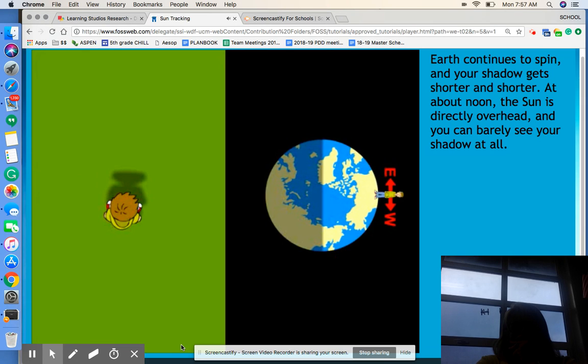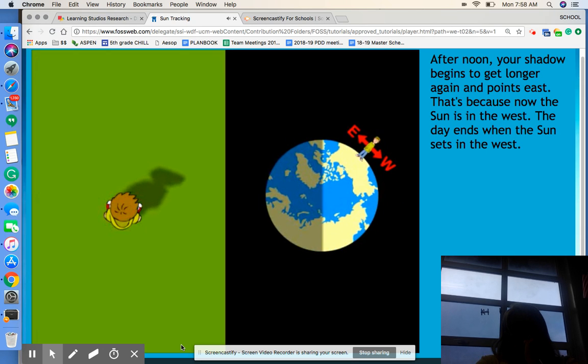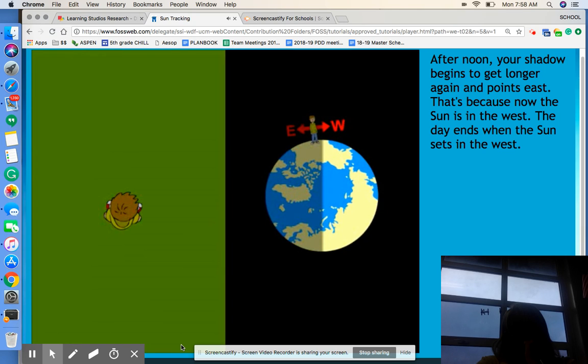At about noon, the sun is directly overhead, and you can barely see your shadow at all. After noon, your shadow begins to get longer again and points east. That's because now the sun is in the west. The day ends when the sun sets in the west.